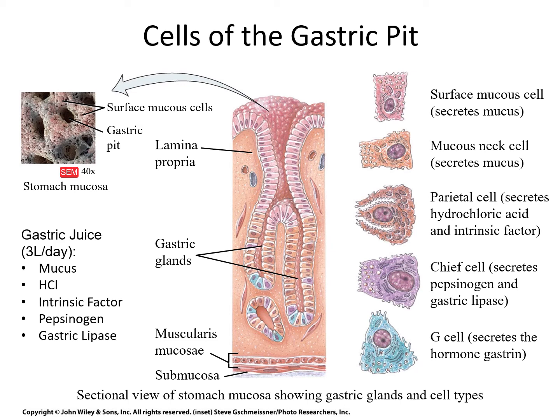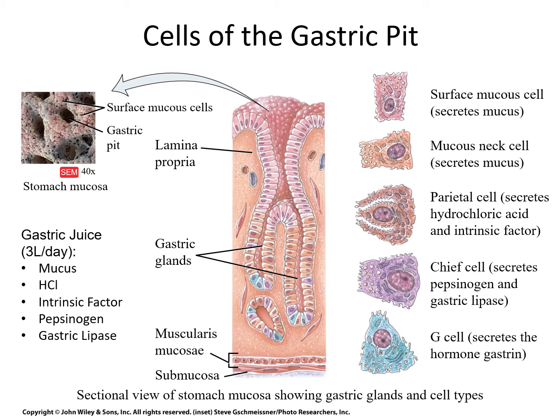We have chief cells that secrete something called pepsinogen. Pepsinogen is the precursor of an enzyme. Once it's released from the cells and finds its way into the lumen of the stomach, it becomes pepsin, which is a really powerful enzyme that's very, very good at breaking down big proteins into smaller pieces.